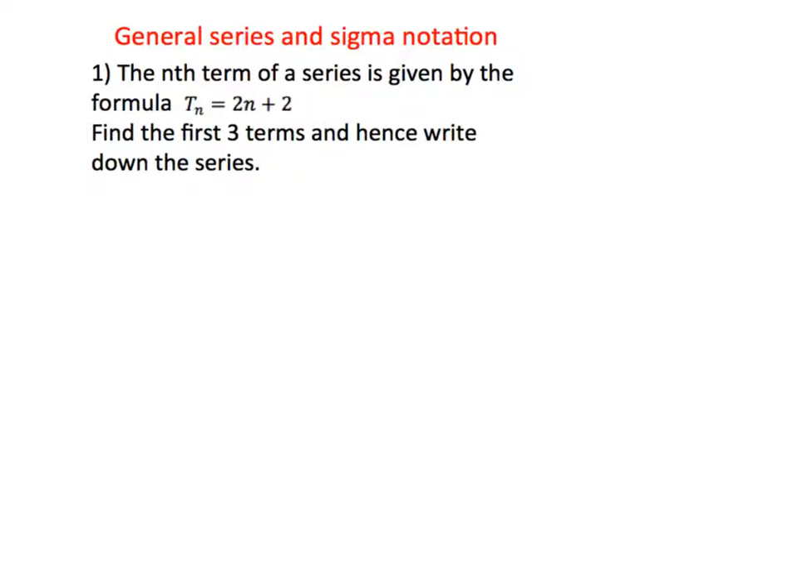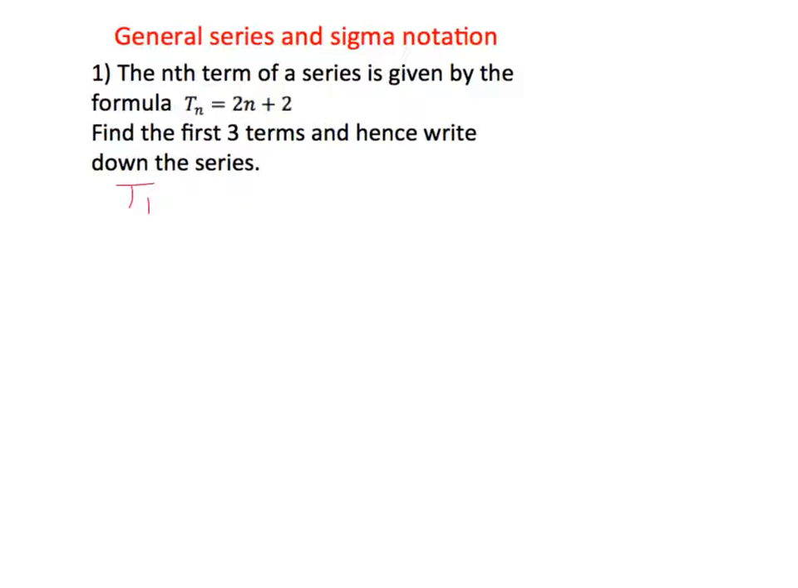So the new topic is on series, and this first lesson is just on general series and also sigma notation. In this first example, we are given a formula for the nth term of a series, which is 2n plus 2, and we need to find the first three terms. That means when n equals 1, when n equals 2, and when n equals 3. So let's just substitute those in.